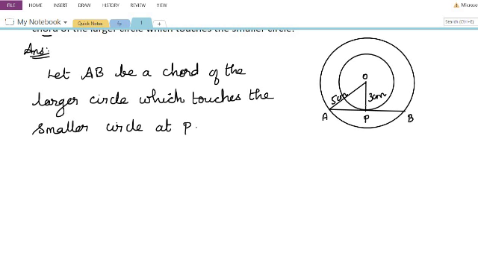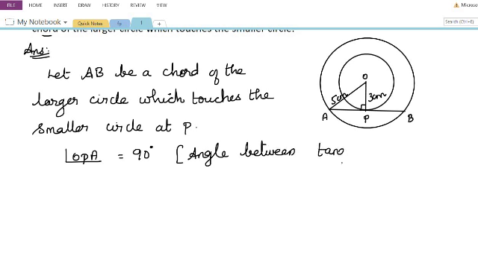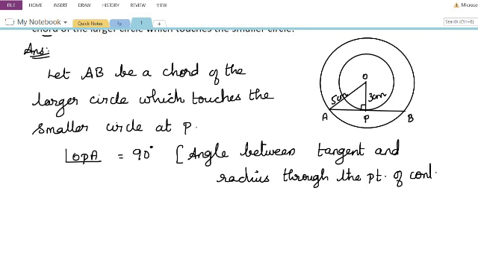Now here we know this angle is 90 degree, right? Why is it 90 degree? Because the angle between the tangent and radius through the point of contact is 90 degree. So angle OPA equals 90 degree because the angle between tangent and radius through the point of contact is 90 degree. Right?